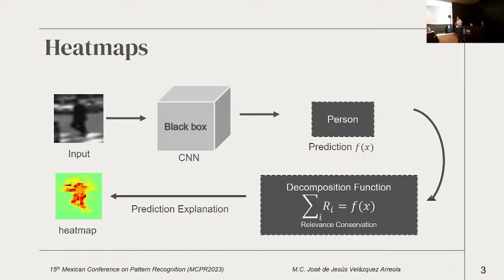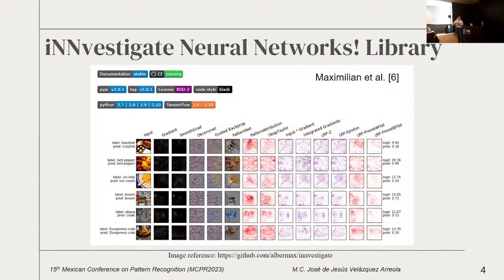Some authors propose different functions to make the different heat maps. In this case, we use a library. Maximilian and his team collected different methods to make heat maps, and we present this library because it's easier for us to test different methods and generate different heat maps. And finally, I check the correlation between the different heat maps.